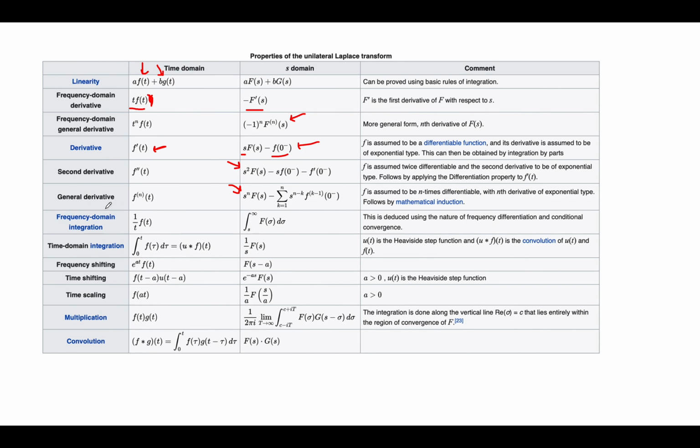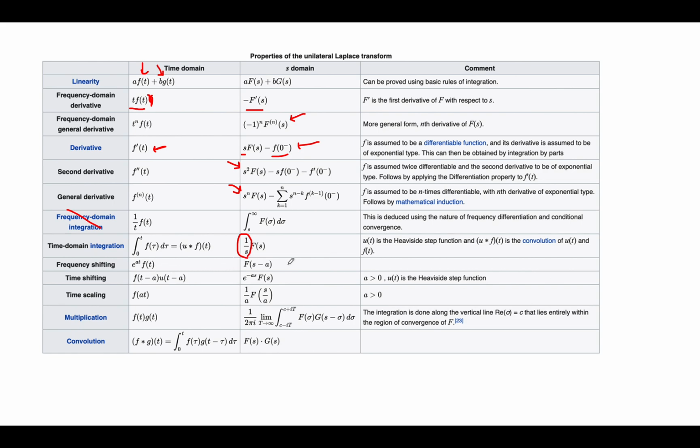Frequency domain integration is division by time. This one is not used a super big amount in our class. Time domain integration is used. Time domain integration is basically integration in the time domain is division by s in the frequency domain.